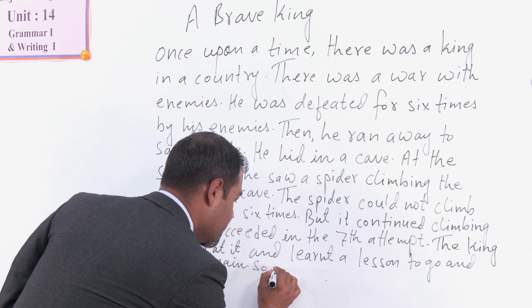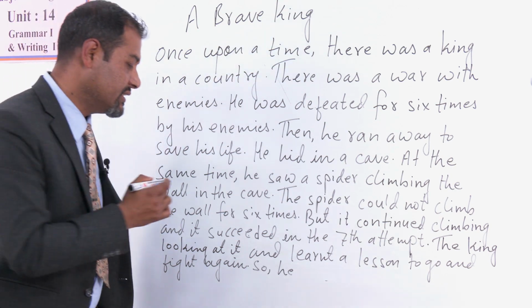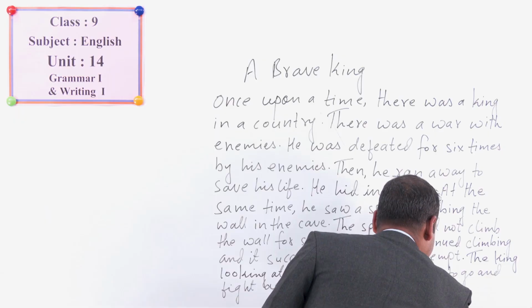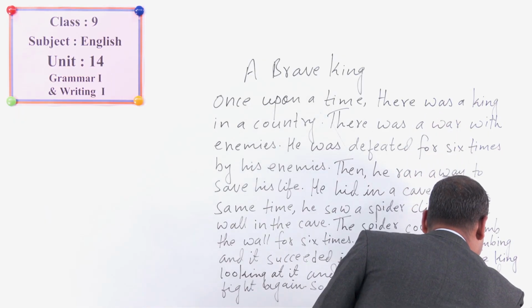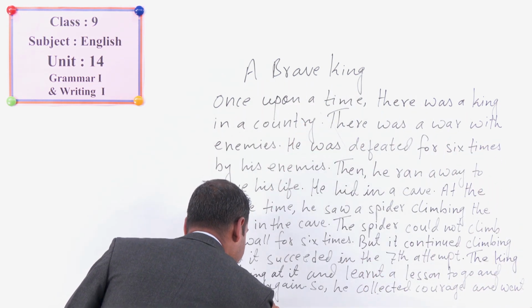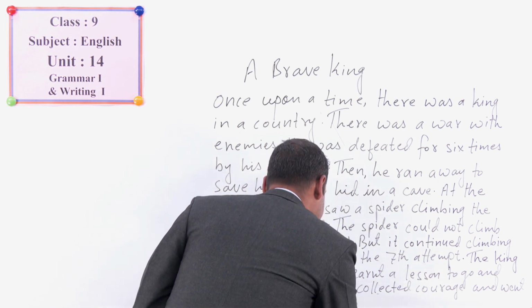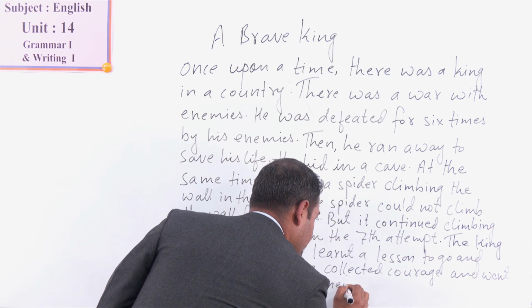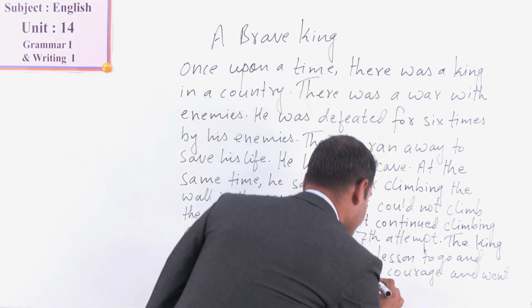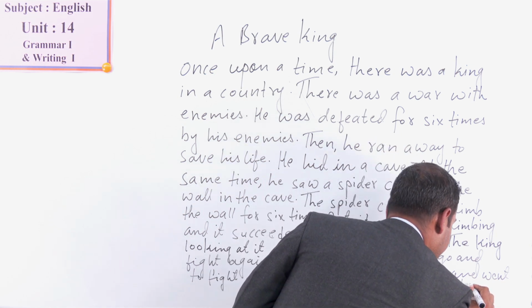So he, then what idea do we have? Collects courage. He collected, C-O-L-L-E-C-T-E-D, collected courage, C-O-U-R-A-G-E, courage, and went to fight against his enemies. Then what do you write down there? Succeed. He defeated his enemies.